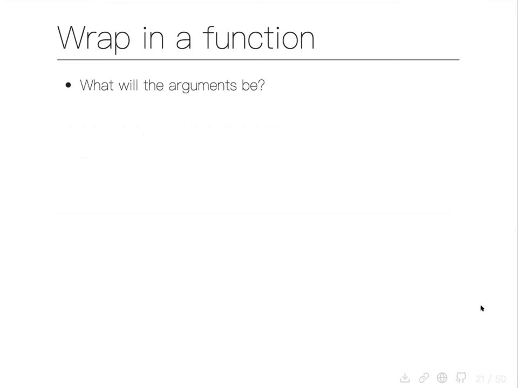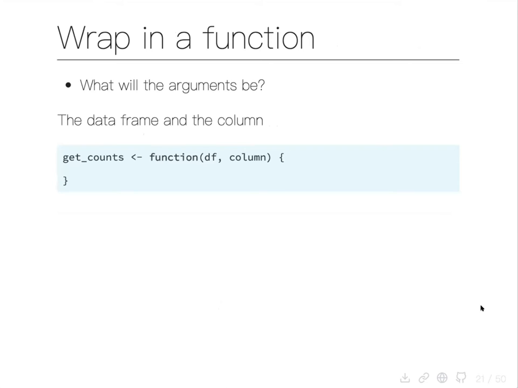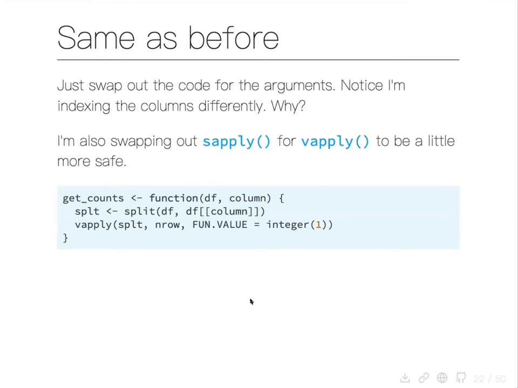What will the arguments be? Well, I already told you what they would be. They would be the data frame and the column that you want to summarize, right? We also need to come up with a good name for our function. I'm calling it getCounts. You could call it whatever you want, but ideally it would be something like an action verb. It's going to be a function with df, the data frame that you're passing it, and then the column that you want the counts for. What will the body be? The body will be just the code that we wrote before, basically.